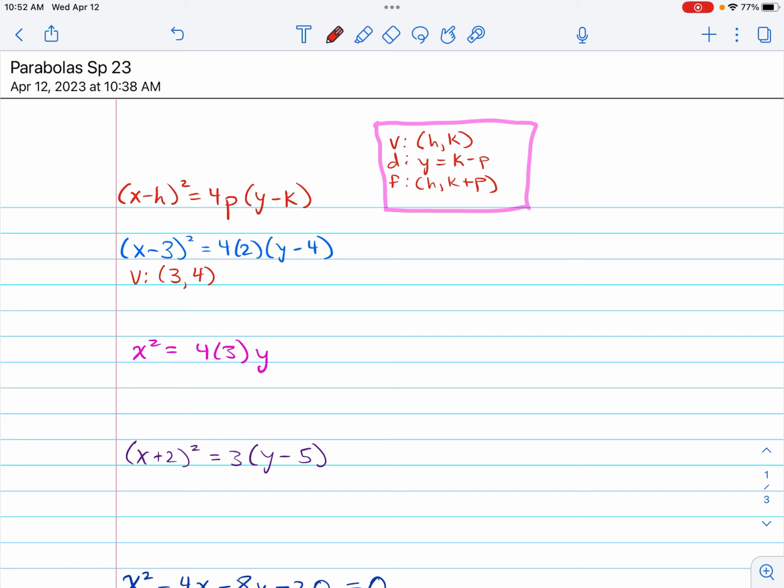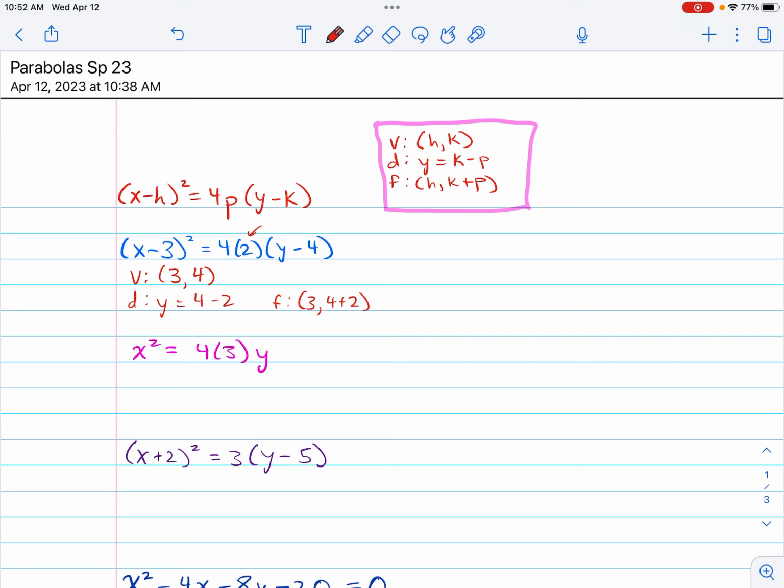Now, the directrix is going to be y equals the y coordinate minus the p. And the p in this case is 2. That's the directrix. And then the focus is going to be a point. It's going to be (3, 4 plus p), like that.